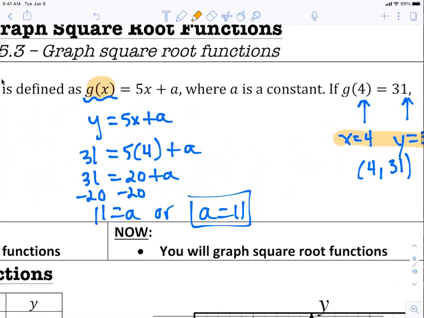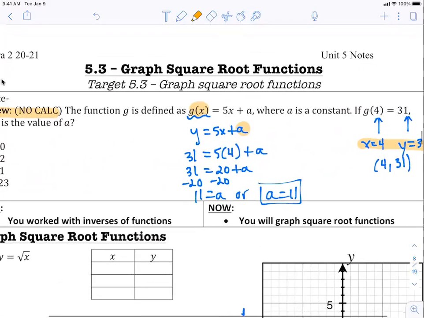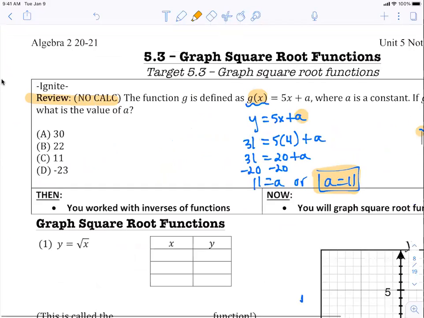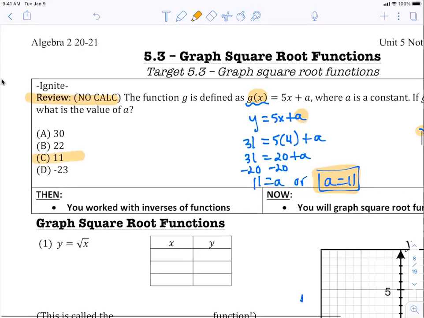And if you know x and y, you can use that to find the constant a that's missing in this case. So all you had to do is plug in x is 4, plug in y is 31, and solve for a, and you get your final answer of a equals 11. So C was the final answer on this one.